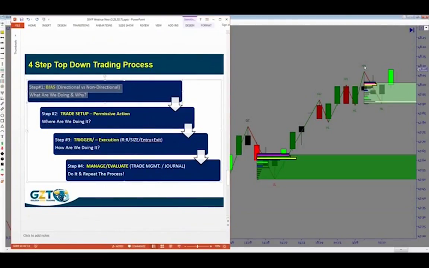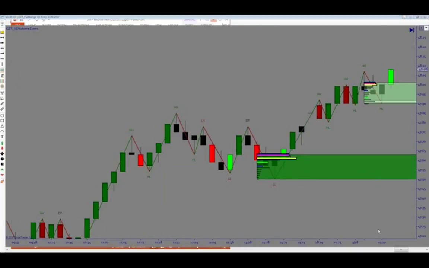Okay. So what I'm going to do here is explain how we have a directional bias, and we want to pick the direction. Well, we need to identify permissive action, which is where the zone is to get into the market. The other thing is, what is our trigger and how do we manage the trade? Let me walk you through that. If you have the ability to right now, take a screenshot of that. And if you don't catch that, come to the trade room in the morning.